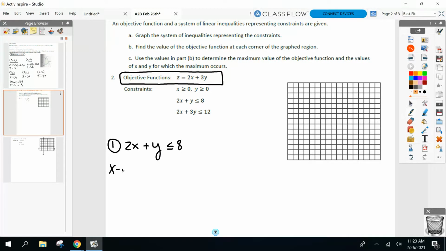Find your x-intercept. Find your y-intercept. Some of you guys are still struggling with this. It's a diagonal line, not horizontal or vertical. Plug in 0 for the opposite variable and solve. And I'll ask somebody in a minute what your x and y intercepts are.